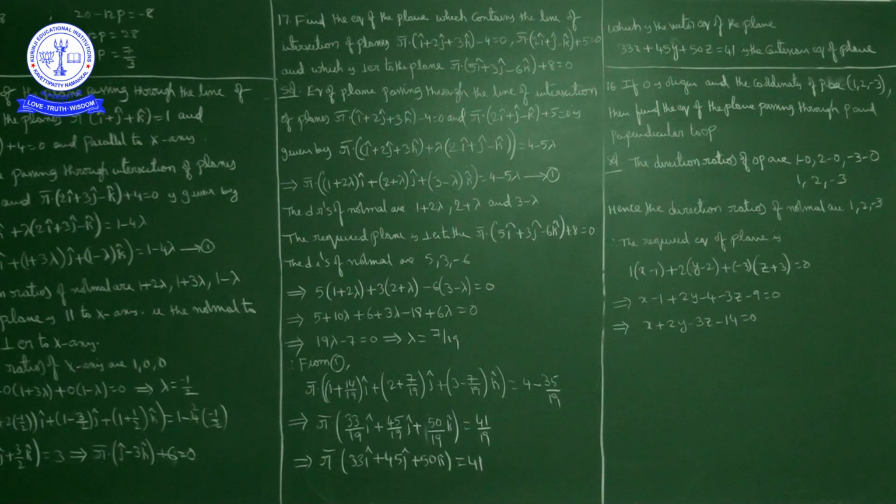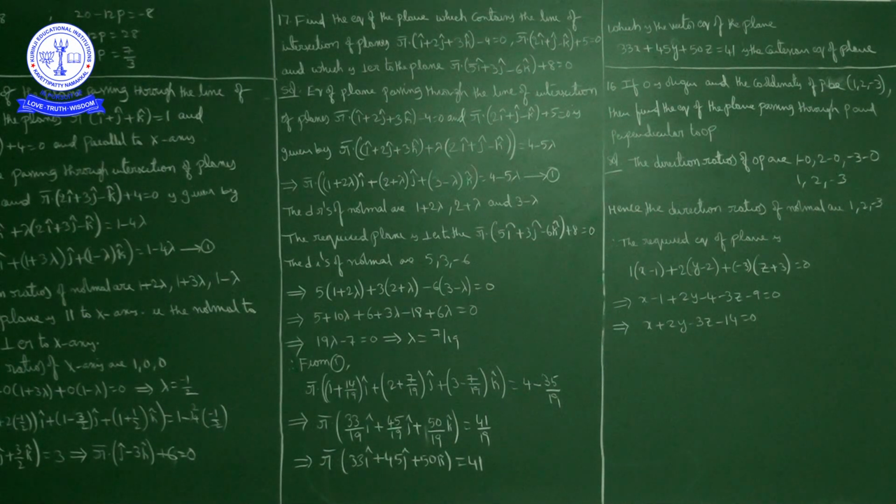Okay, but to find the equation of plane, what we need is a point on the plane and direction ratios of its normal. So here the point on the plane is given as P (1, 2, minus 3). The equation of plane passing through a point x1, y1, z1 is a into (x minus x1) plus b into (y minus y1) plus c into (z minus z1) equal to 0, where a, b, c are direction ratios of normal.